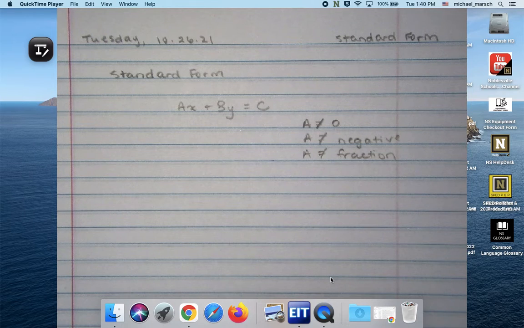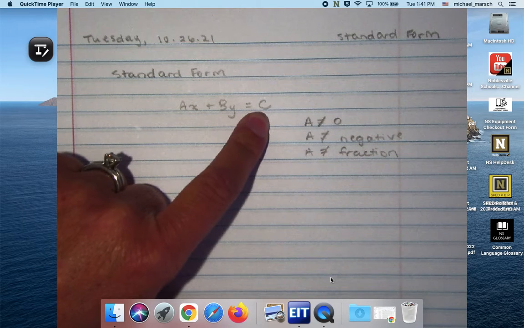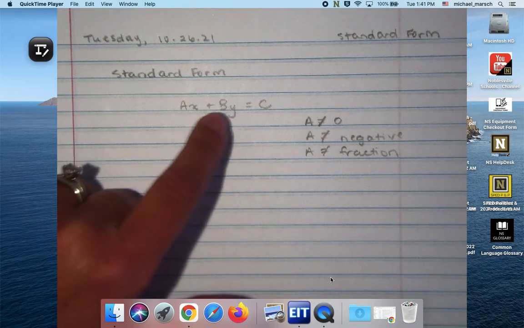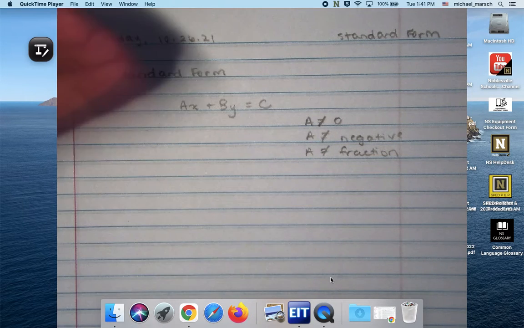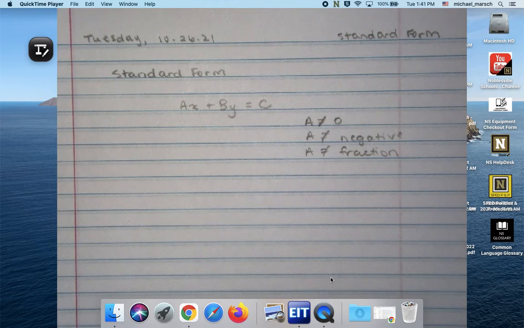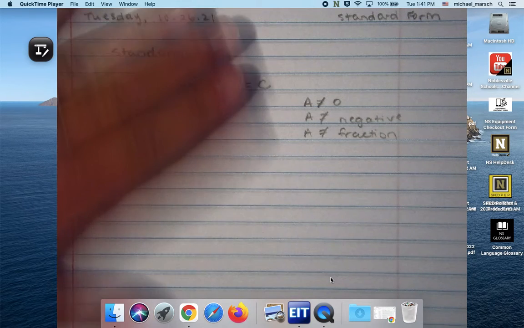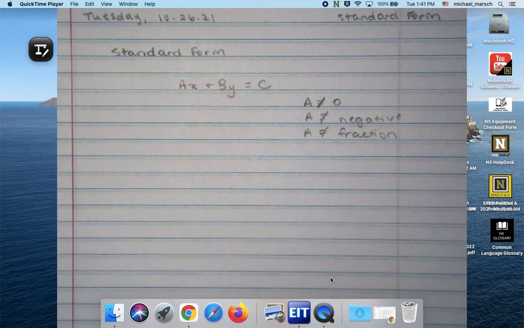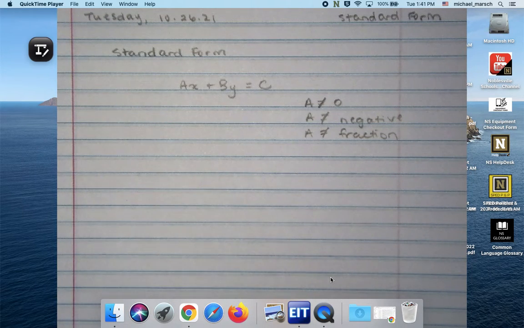So A, B, and C, when we actually use them, will be values, right? But that's just taking the place of coefficient, constant, right? And then x and y would be a point on the line that we would graph. So we're just going to jump in on how to use this, because there's nothing else to explain except this is what standard form is. This is how we're going to use it.